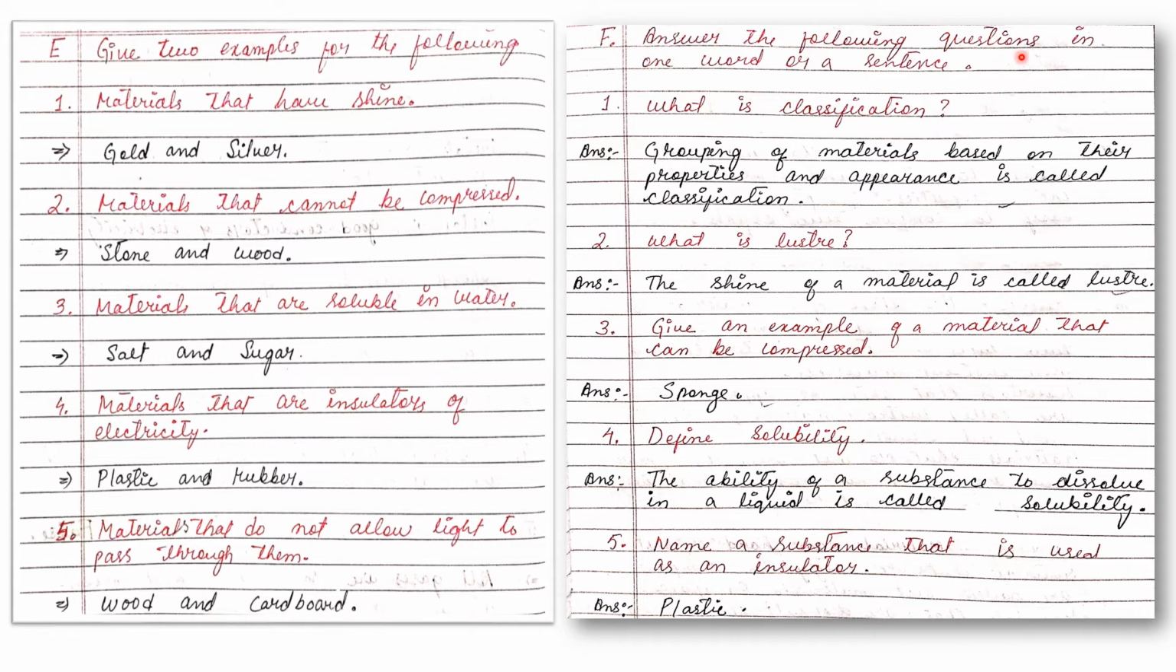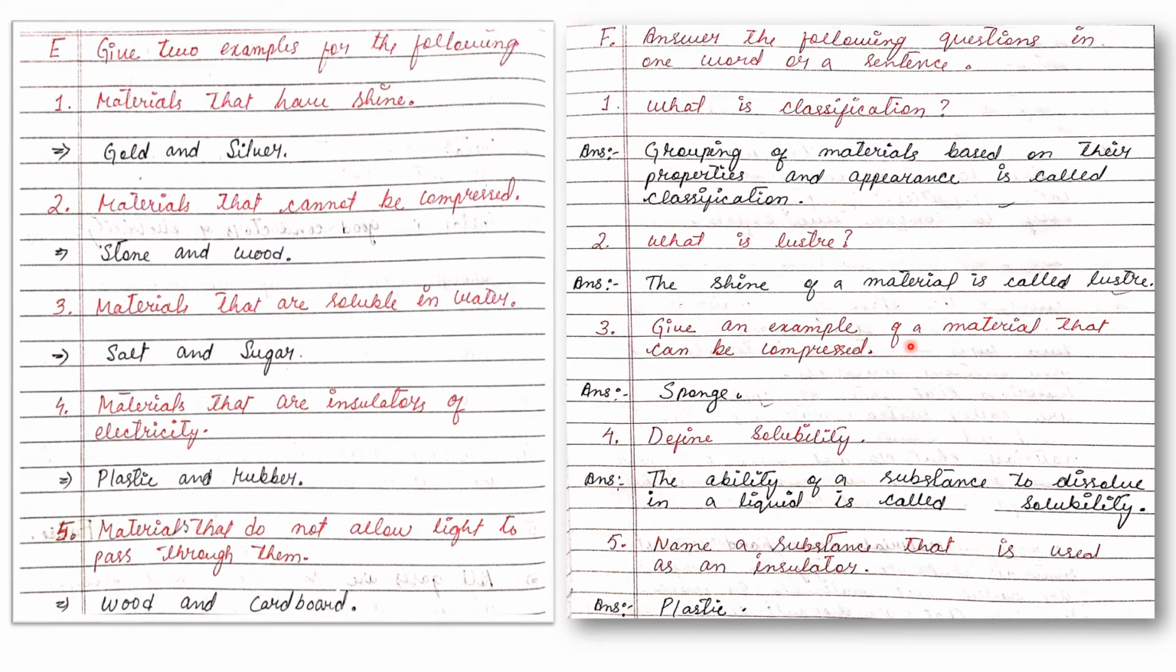Now, answer the following questions in one word or a sentence. So here we need to answer in one word or one sentence. First, what is classification? Grouping of materials based on their properties and appearance is called classification. Number 2, what is luster? The shine of a material is called luster.